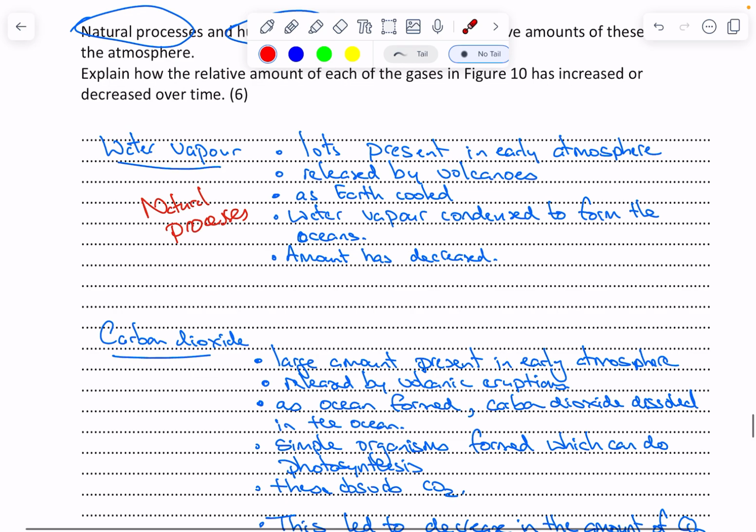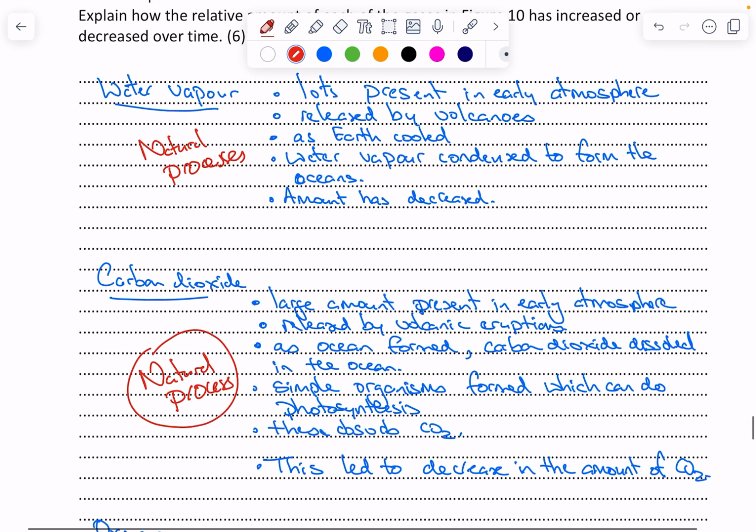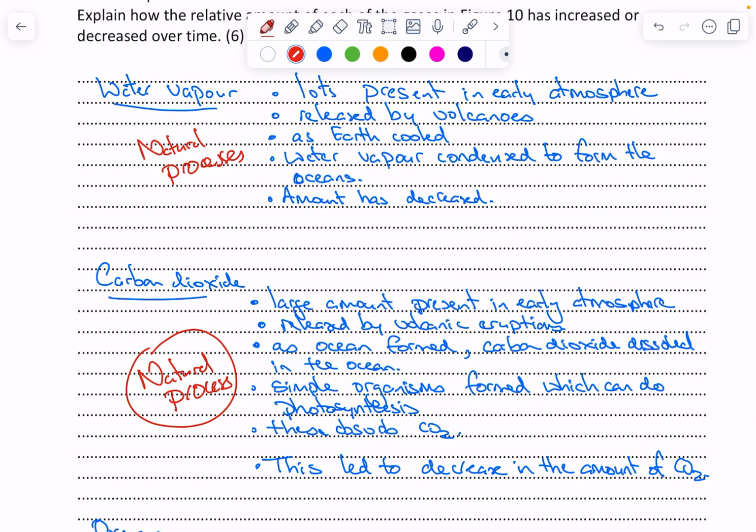Carbon dioxide, the bit I'm talking about in here, this is all natural processes, and I'll come on to the human bit later on. So at the very beginning there's large amounts of CO2 present. It was released by volcanic activity, volcanic eruptions. As the oceans formed, the carbon dioxide dissolved in the ocean, so that led to a sharp decrease. We also had simple organisms formed which can do photosynthesis, and they absorbed CO2 as they were doing the photosynthesis. So again, that would have led to a decrease in the amount of CO2.